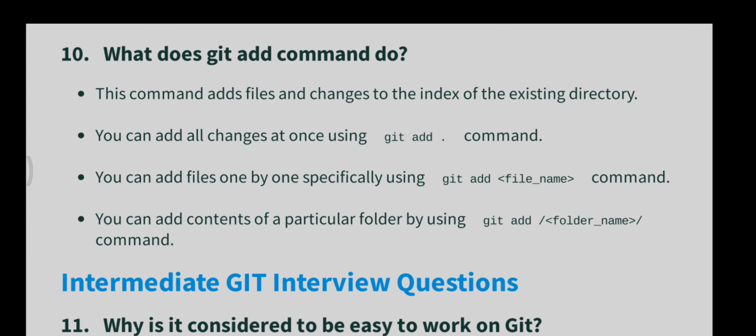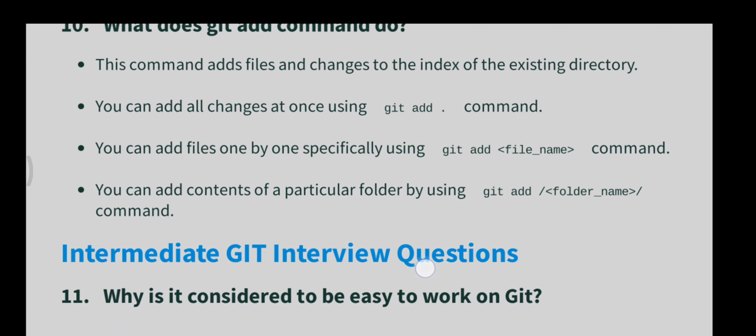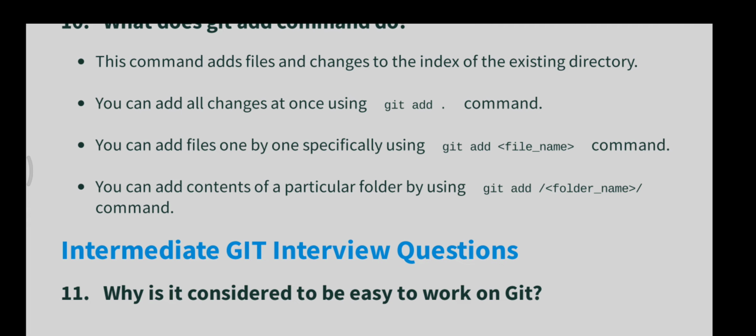What does git add command do? This command adds files and changes to the index of the existing directory. You can add all changes at once using git add dot command. You can add files one by one specifically using git add file name command. You can add content of the particular folder by using git add forward slash folder name command.